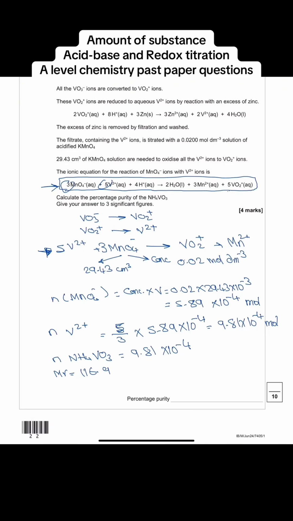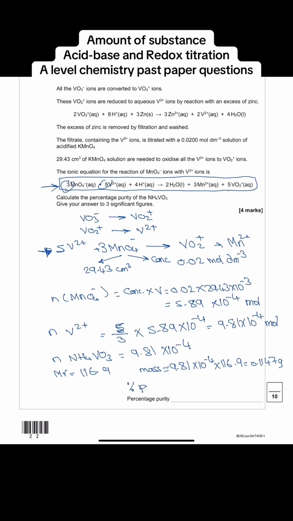And then finally, we need to find the mass. So the mass equals MR times the moles. So 9.81 times 10 to the minus 4 times 116.9. That will give us the mass. So this is 0.1147 gram.